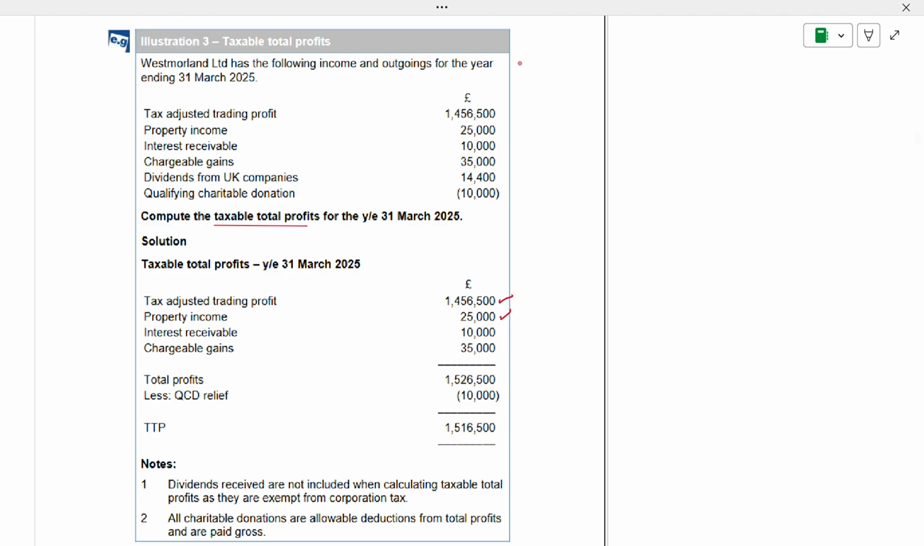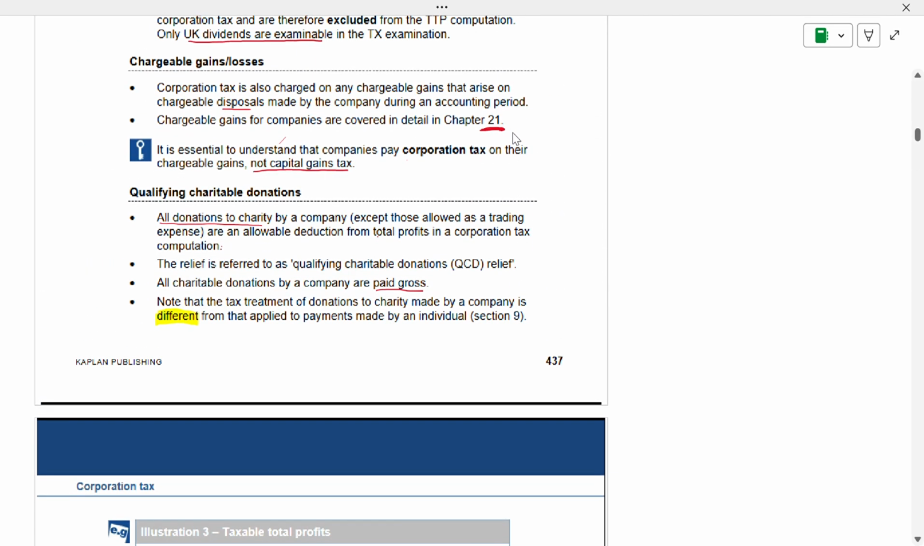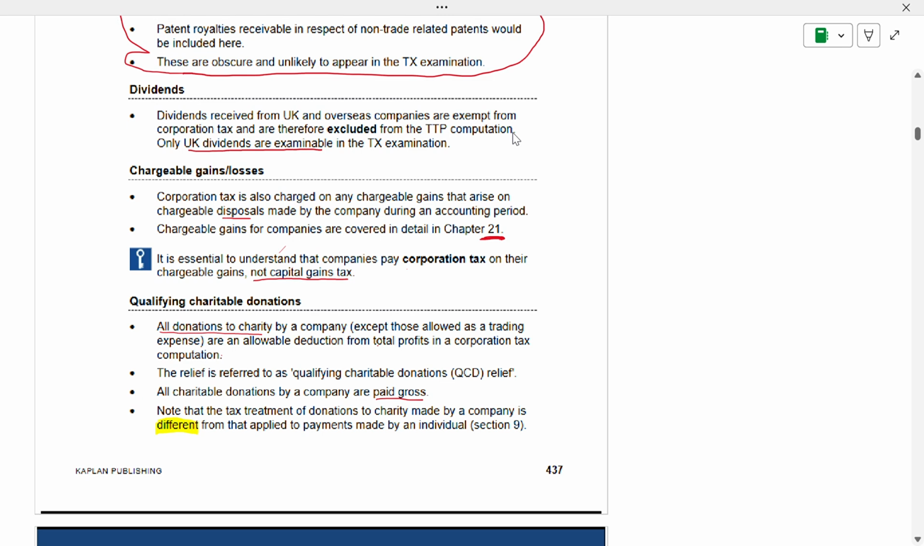Take this one. 146. What they are asking is to calculate taxable total profits. Is that 146,500? Property income 25,000. Interest receivable 10,000. Chargeable gains, how much? 35,000.